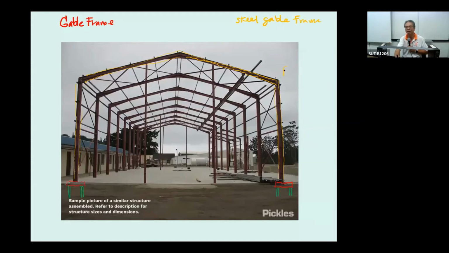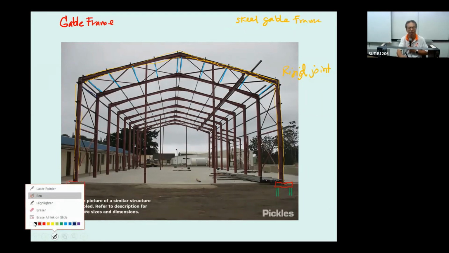This is an example of the steel gable frame. The joint here is going to be a rigid joint, that means this joint can take the moment. And then after that you put the purlin across the roof. Also on the sides of the building, you put the cladding. This is going to be the cladding. Let me put the white one over here.